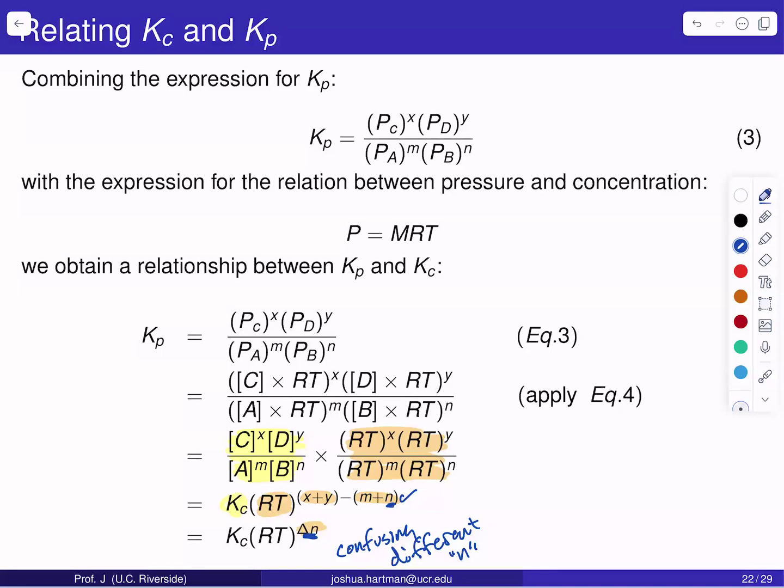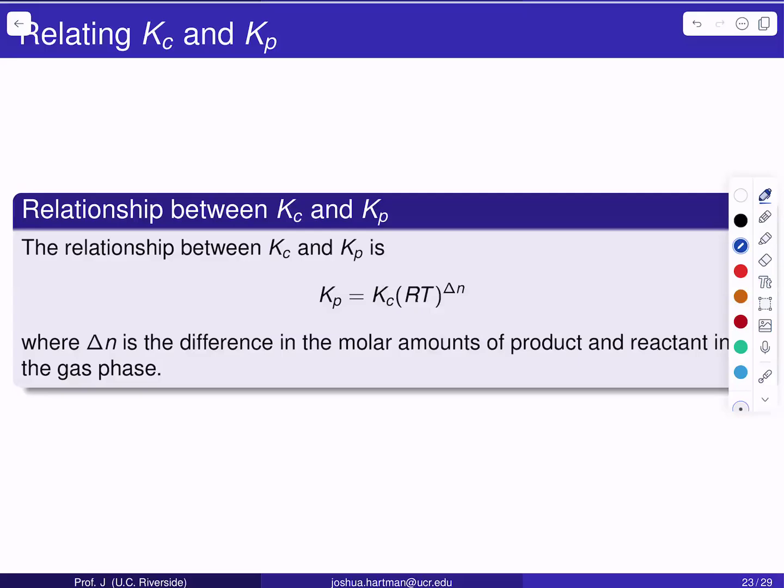Add a little note in there, right? And of course, the stoichiometric coefficient itself is not changing. Okay, that means we have our relationship. Our relationship between Kc and Kp is as follows, where delta n is the difference in the molar amounts of products and reactants in that gas phase.